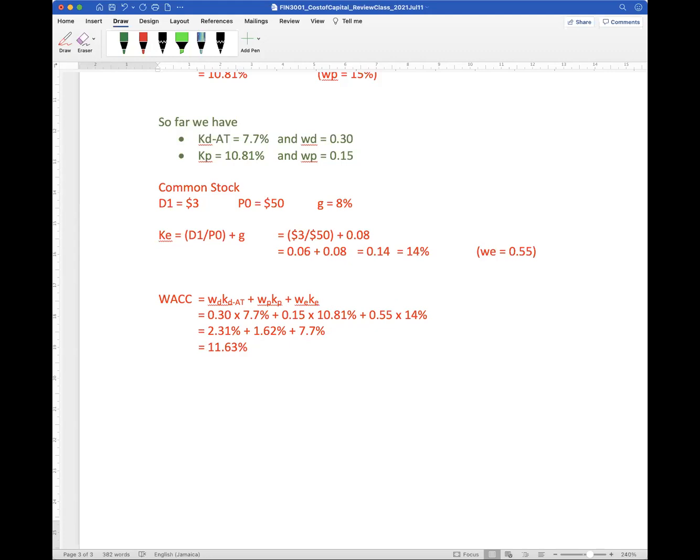For this question, we started by just finding each cost. We found the cost of debt after tax, we found the cost of preferred stock, then we found the cost of common equity. And we took it from there. Note also that just like how we have flotation costs for the preferred stock, we can also have flotation costs for the common stock. You see that in the notes still.